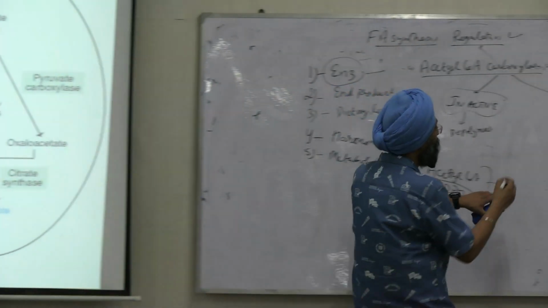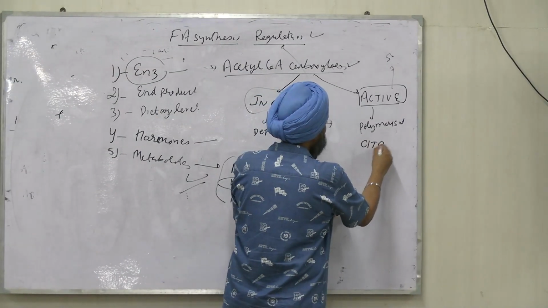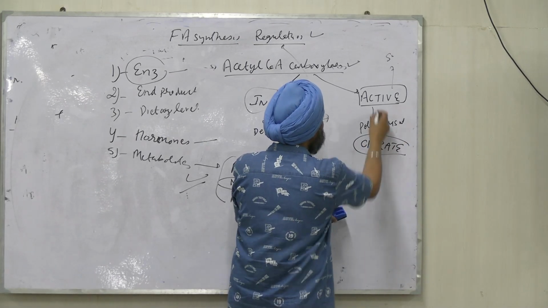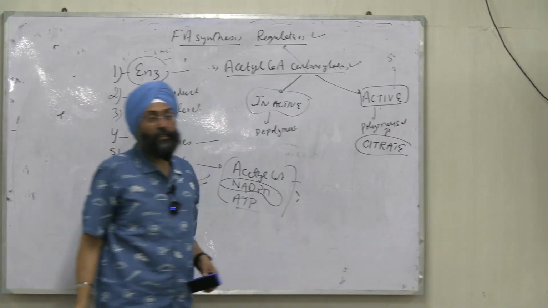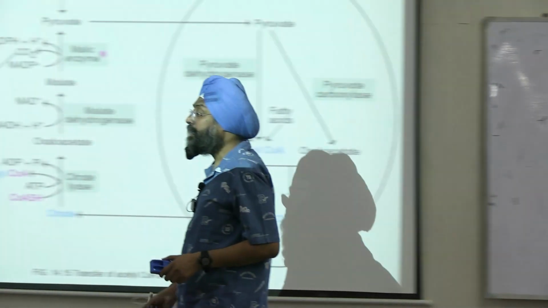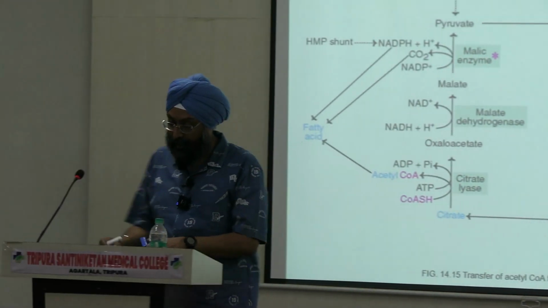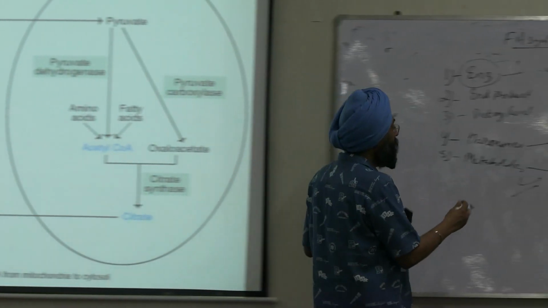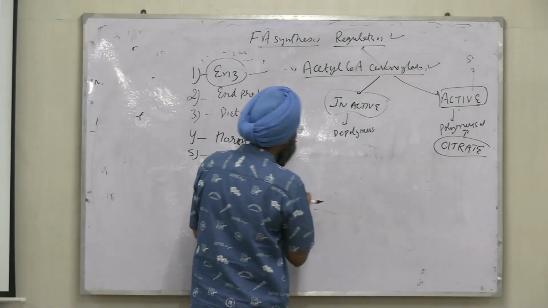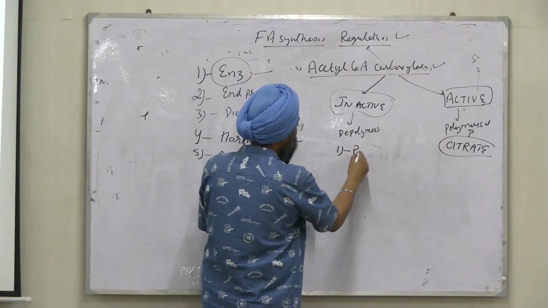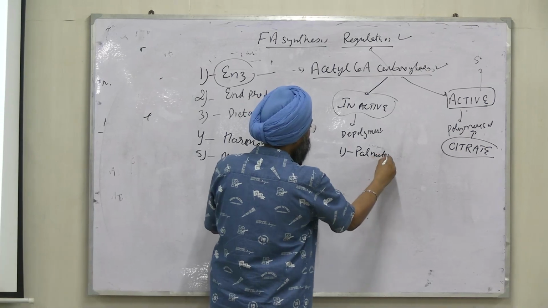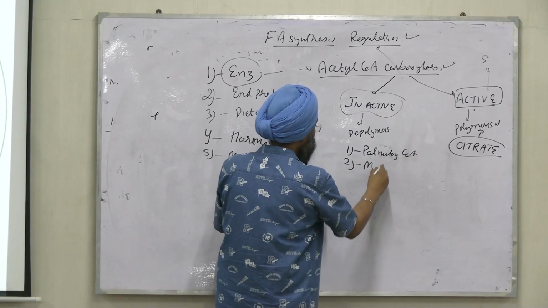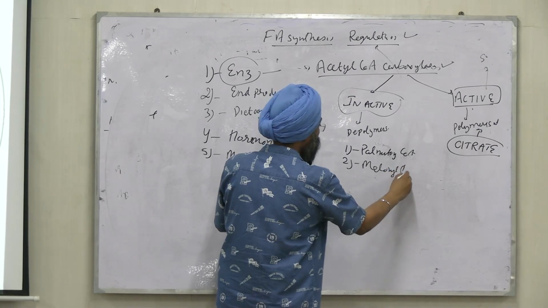This is favored by citrate. Citrate favors the polymerization and favors the fatty acid synthesis. And the products that favor depolymerization are palmitoyl-CoA, and malonyl-CoA.